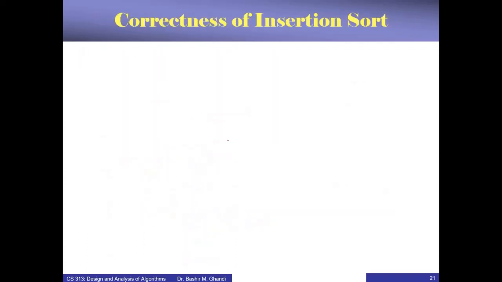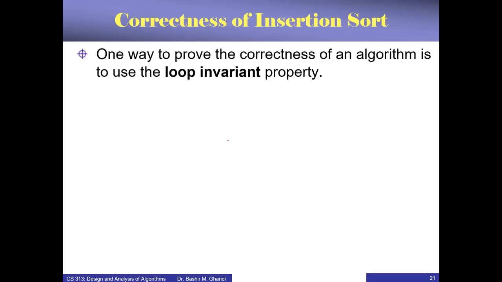Now, before we look at the analysis, let us make sure that the algorithm is actually correct. So, correctness of insertion sort. One way to prove the correctness of an algorithm is to use what is called a loop invariant. This is probably a new concept for you, as I doubt you will have done it in the discrete structures course. But it's a very important and very common way to prove the correctness of an algorithm. We're going to see how it works in this example.